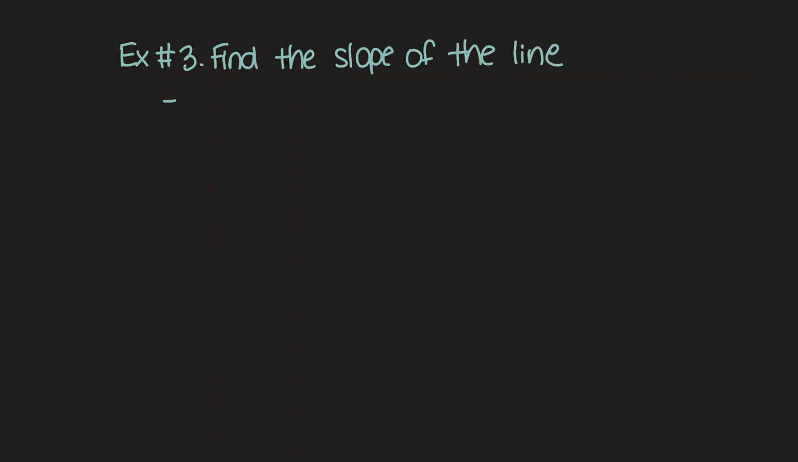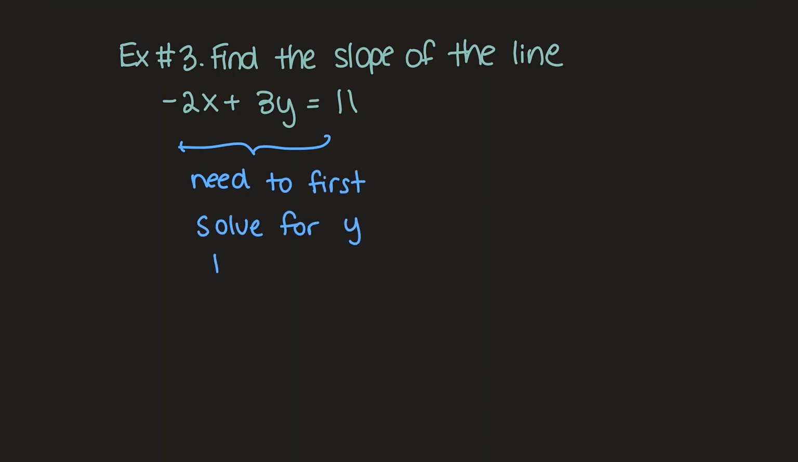Let's apply this to an example. For example 3, we want to find the slope of the line negative 2x plus 3y equals 11. Now, we can actually find the slope without having to find 2 points and then using the slope formula. We can just get it in the form y equals mx plus b and easily locate our slope. So we need to first solve for y and get it in the form y equals mx plus b.